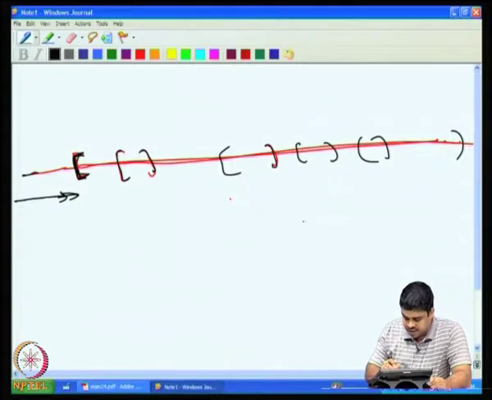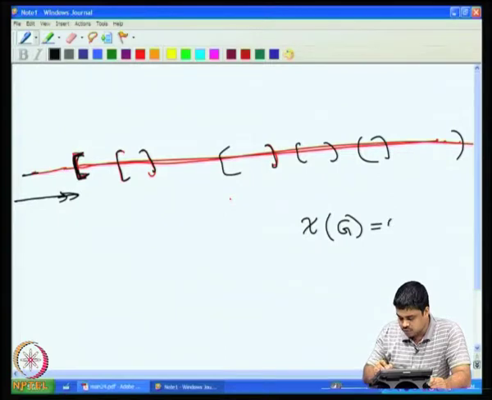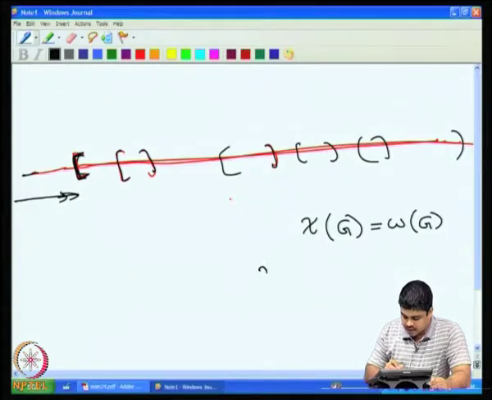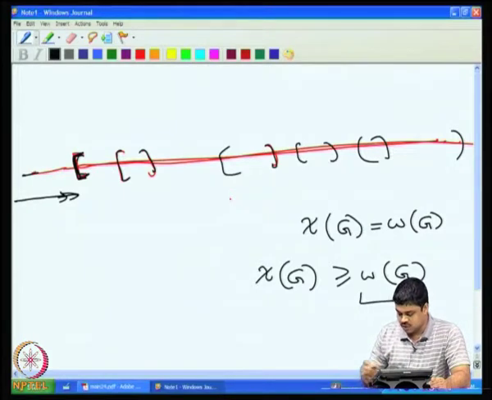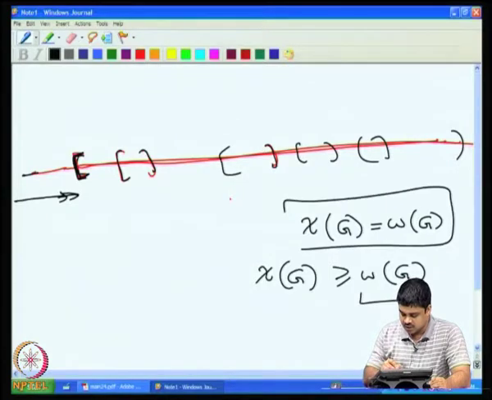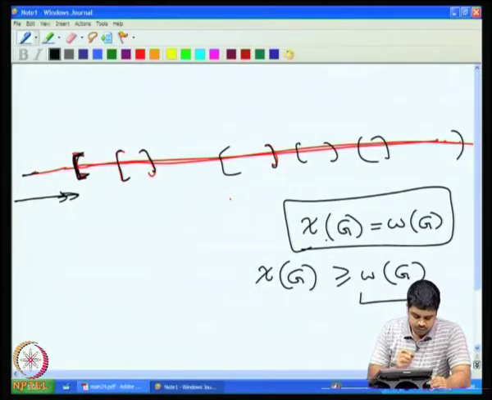Our intention here is to prove that the chromatic number of this graph is equal to the clique number. As we all know, chi of H is always greater than or equal to omega of H for any graph. Now, it is enough if we find a coloring of this graph such that the number of colors used in the coloring is equal to the clique number. This is what we are going to do, that will imply equality. So, therefore, we are going to color the graph.